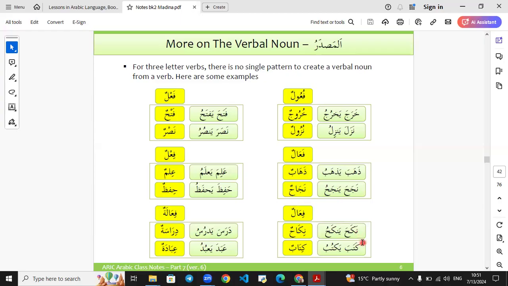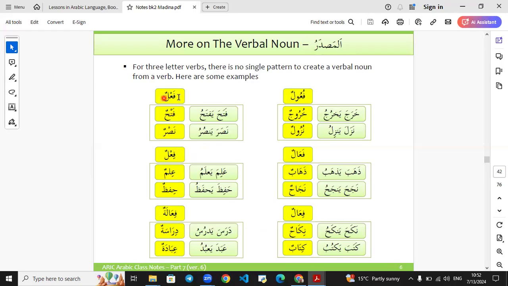Okay. So look at this. We can also have, in some instances, a pattern which is fi'alun. Remember, we said it doesn't have just one pattern. Nakaha, or something like that, yankihu, nikah. So it's hidden. So you can't tell as well. Kitabun, kataba, from the word kataba, yaktubu. Kitab, book. Here it's he wrote, he is writing, but here, written, we can't tell, it doesn't show us who did this.